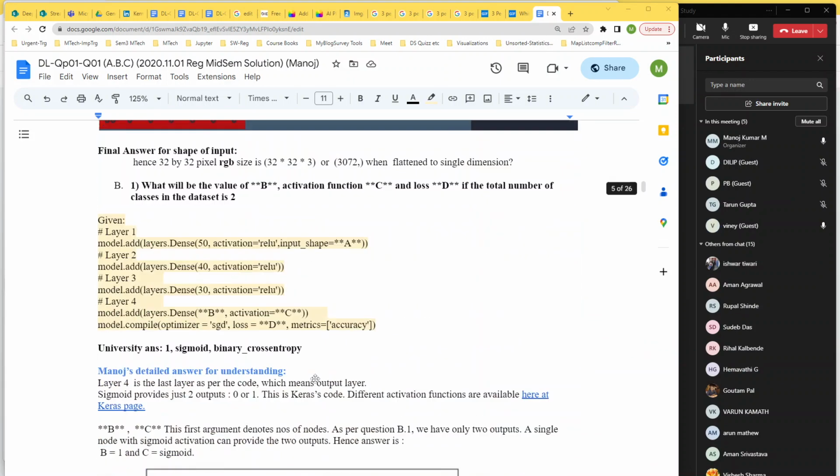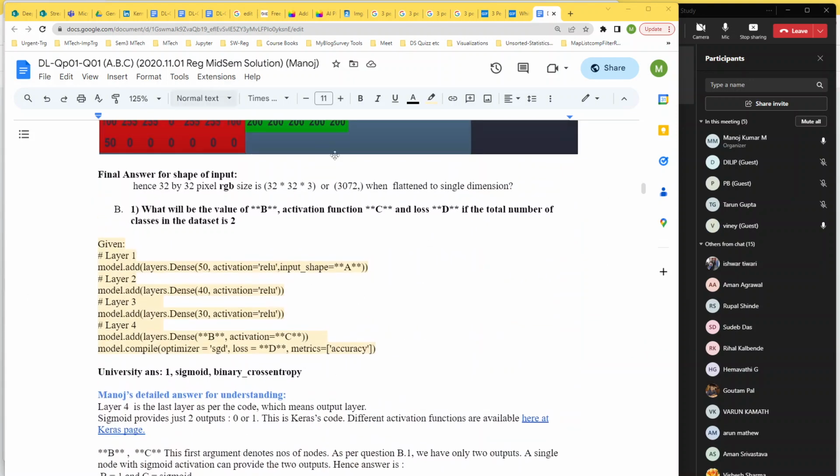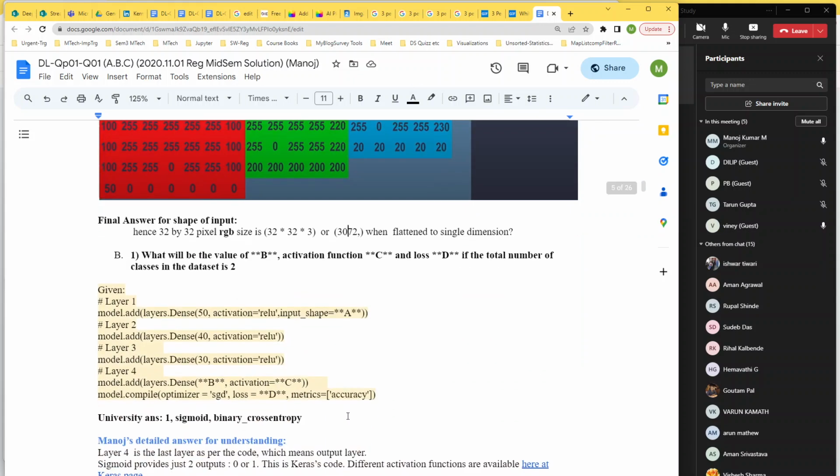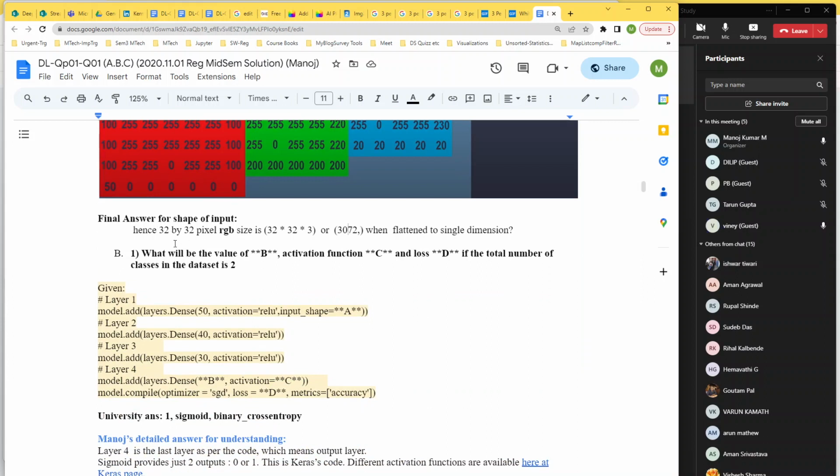It's called flattening to single dimension. There is one option in Python. So we are giving this much input. That is the answer for the first question.